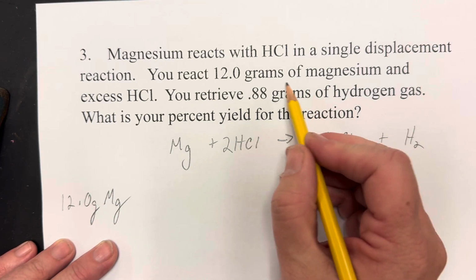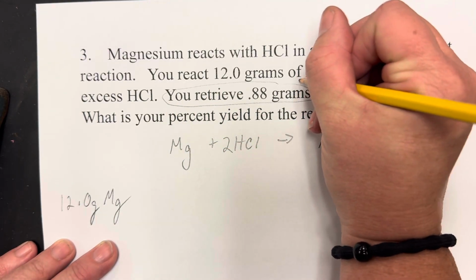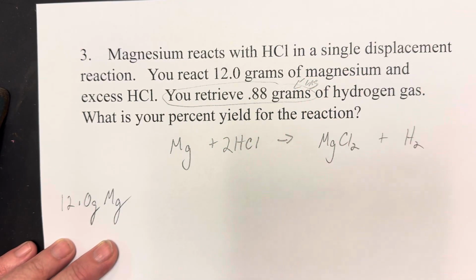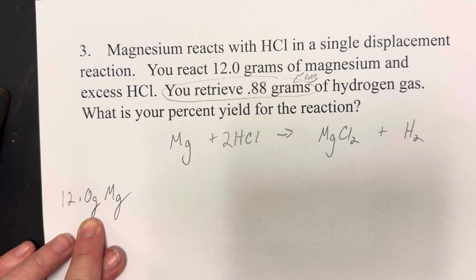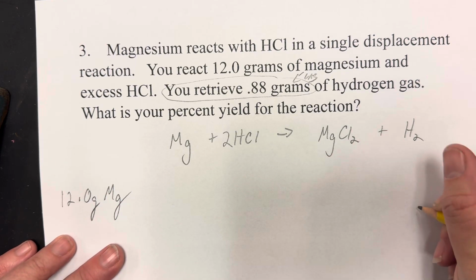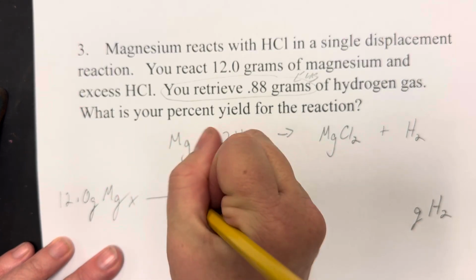So this is you. This is what you did. This is your lab value. You won't use that till the end. You want to figure out theoretically, starting with 12 grams of magnesium, how many grams of H2 you should produce. So let's go on ahead and do that.